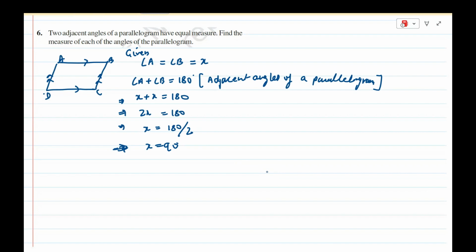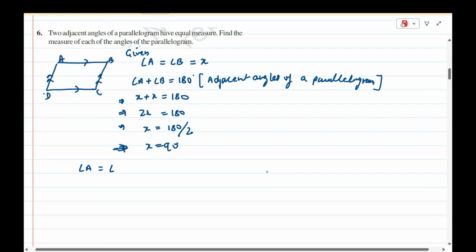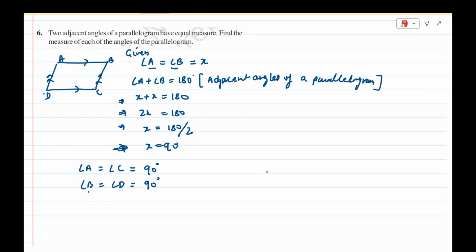I also know from the property of a parallelogram that opposite angles of a parallelogram are equal. So if angle A is 90 degrees, angle C is also 90 degrees. And angle B is equal to angle D. And I got angle B as 90 degrees because both of them are x. So angle D is also 90 degrees.